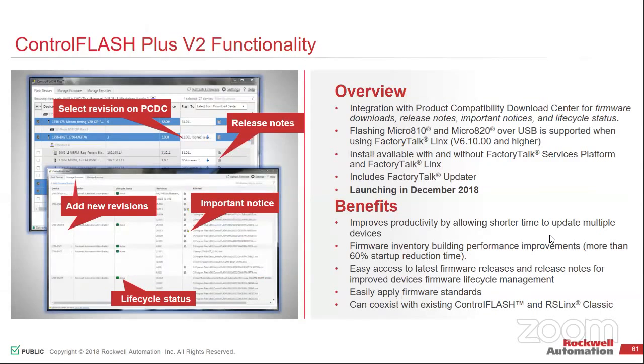With V2, one of the updates is a connector to the PCDC, the Product Compatibility Download Center. So now we plug in, we run Control Flash Plus. Control Flash Plus goes out on Links, browses what all is in existence, and then it says, hey, some of this stuff is kind of old. And it will show you from the PCDC the lifecycle status of that product, which we publish in our lifecycle catalog online, so you can go and search by part number. But this will go and find it for you.